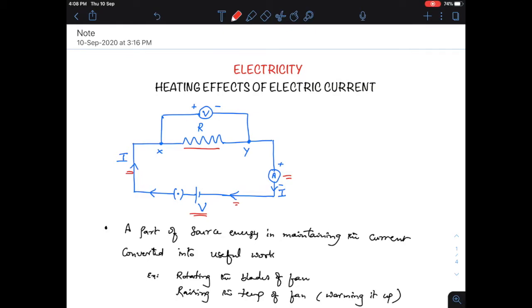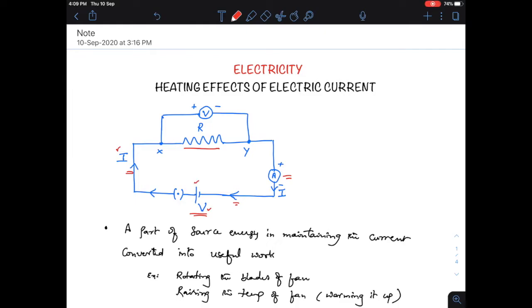A battery or a cell, or this potential difference, is the source of electric energy which generates the potential difference and sets the electrons in motion. Therefore, you have the current I flowing through the circuit. Now, to maintain this current, the source has to spend some energy.